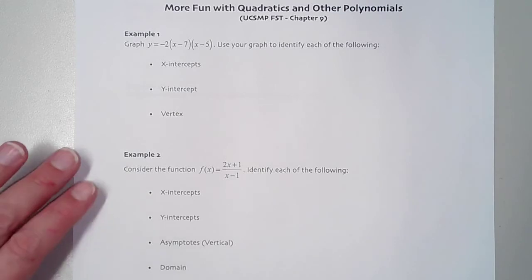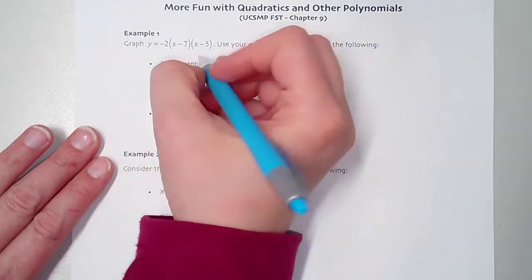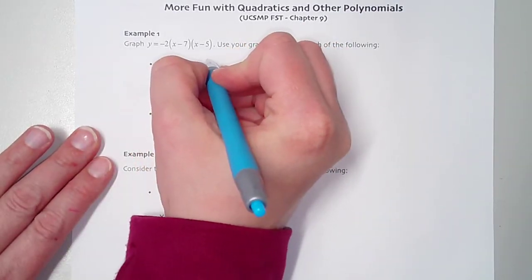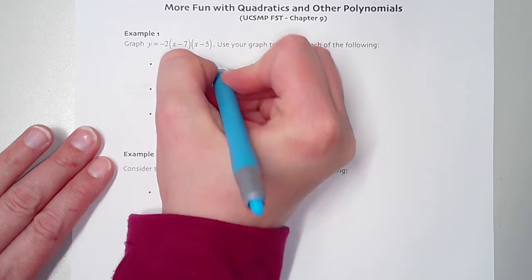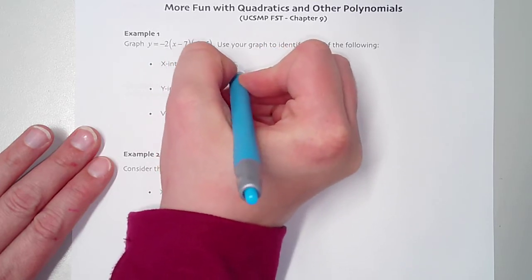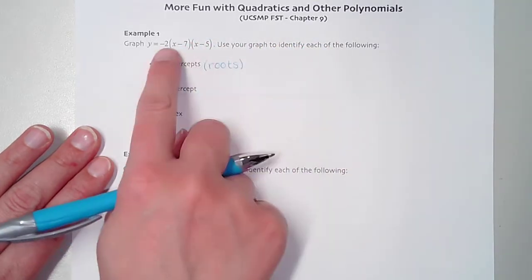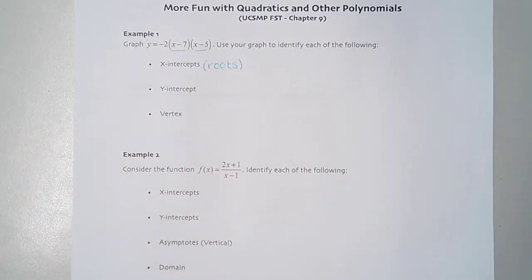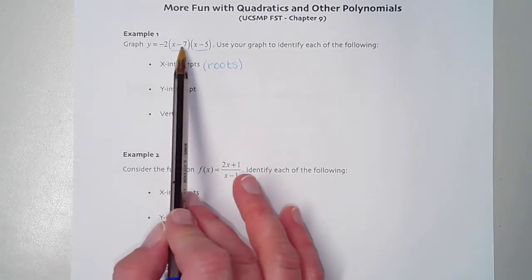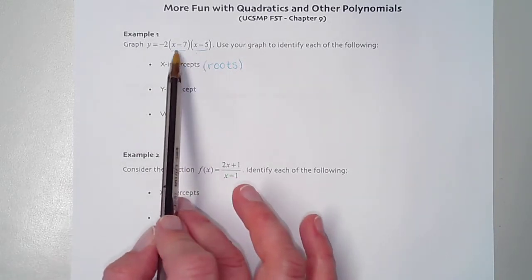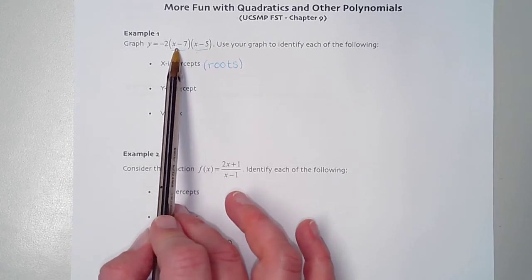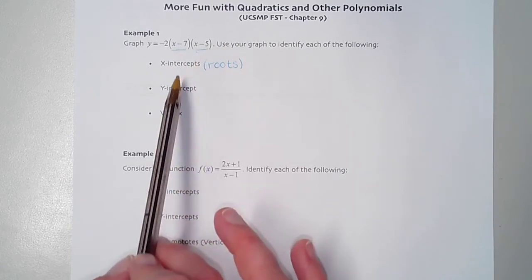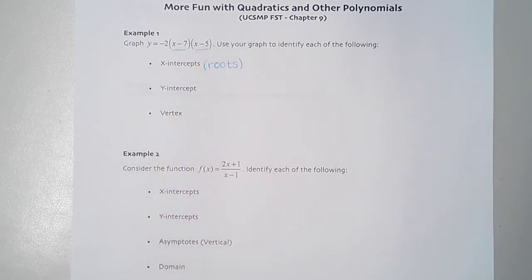And so if I'm looking for the x-intercepts, I just want to remind you that x-intercepts are really the same as the roots. And that's what we've been talking about for the last few lessons, is this relationship between the roots and the factors. And this equation is written in what's called factored form. So really, the roots should come very easily from the factors. You should be able to look at this and say, I know there's a root at x equals 7 and a root at x equals 5. Those are my two x-intercepts.